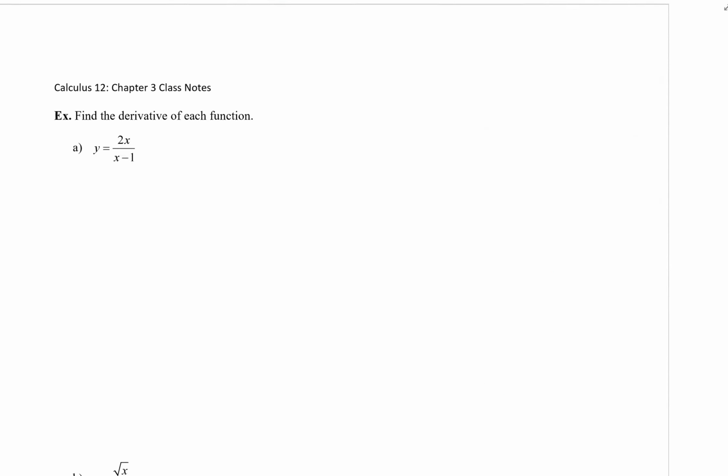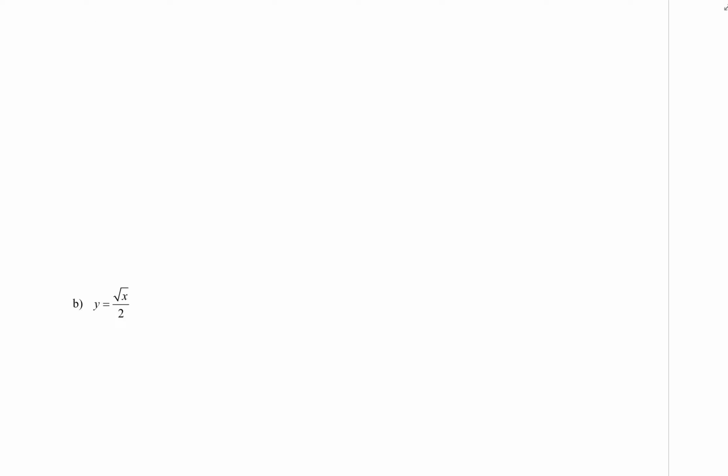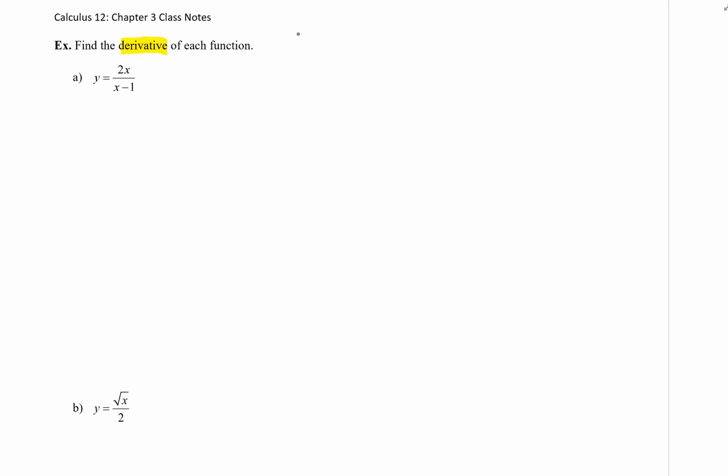Okay, let's move on to the next one, right? So basically I have 2 more examples here, and we just find the derivative of each function. And when we're finding the derivative, that's pretty much using this notation f prime of x. That means find the derivative, and we can do that by using the definition of the derivative here.